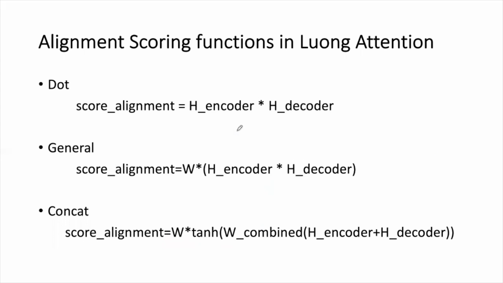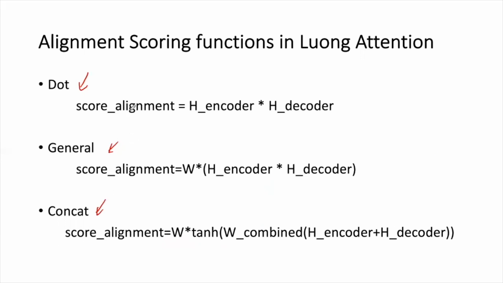So we have different operations too. Previously there was addition, where the encoder hidden state and the decoder hidden state interacted in an additive manner. Here we have other forms of interaction. We have a dot product alignment scoring function, we have a general one, and we have a concat one.